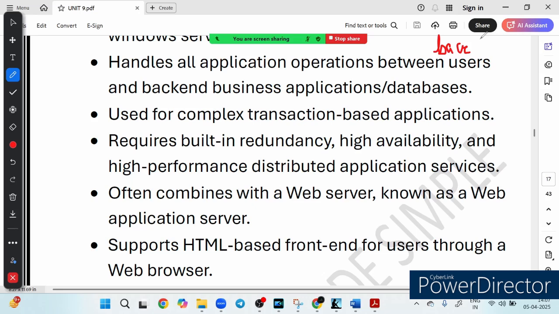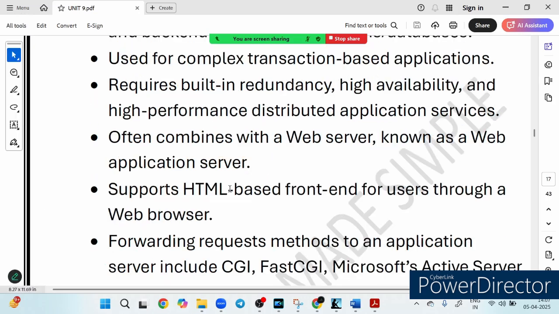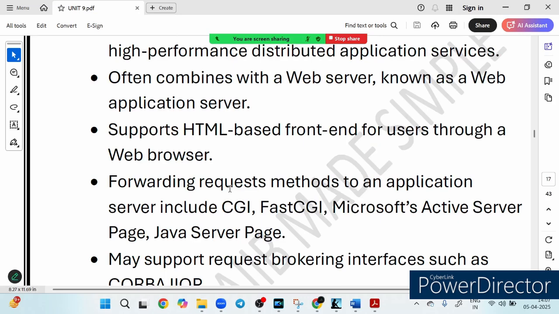So these applications are built by the bank IT team and hosted right here on the application server. Why is it so important? Because today banking is not just about storing data. It's about processing millions of requests quickly, securely, 24/7, right? So the application server must be high speed and redundant, meaning no single point of failure should be there.